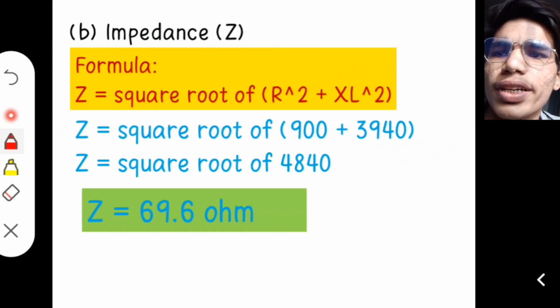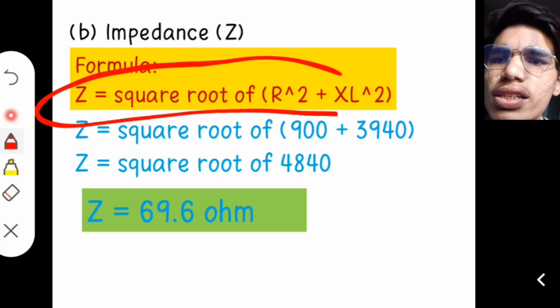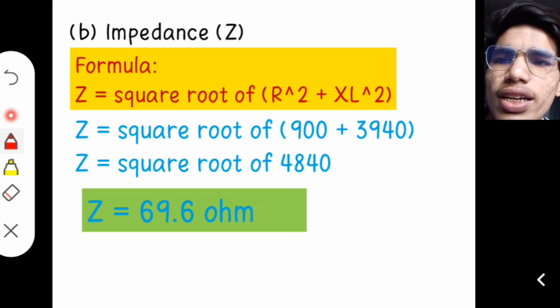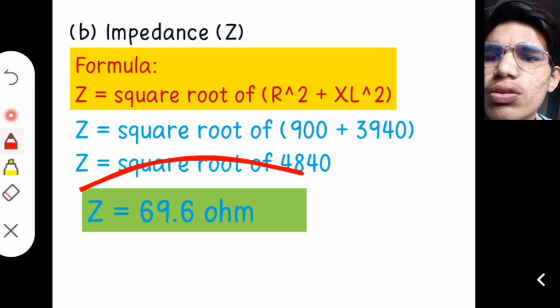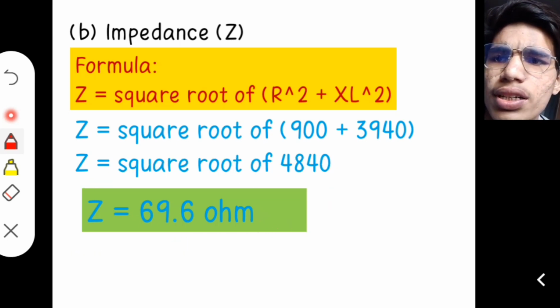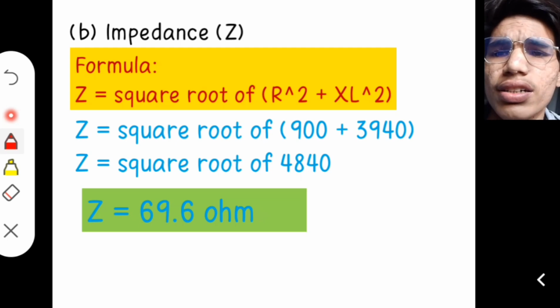So question number B is to calculate impedance Z. The formula of impedance is square root of R square plus XL square. So on putting the value of R square and XL square, we get Z is equal to 69.6 ohm. So question number B is done. Let's see question number C.